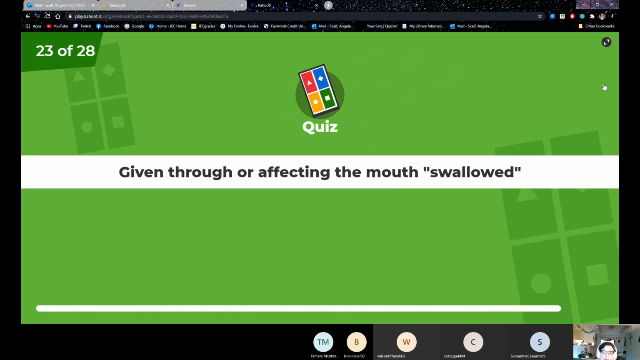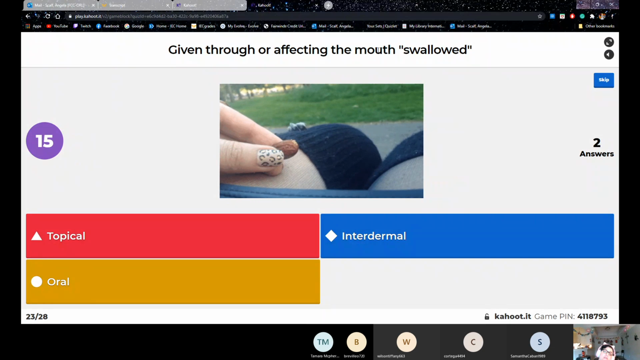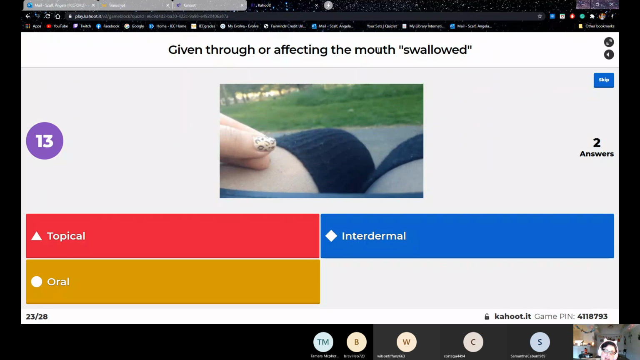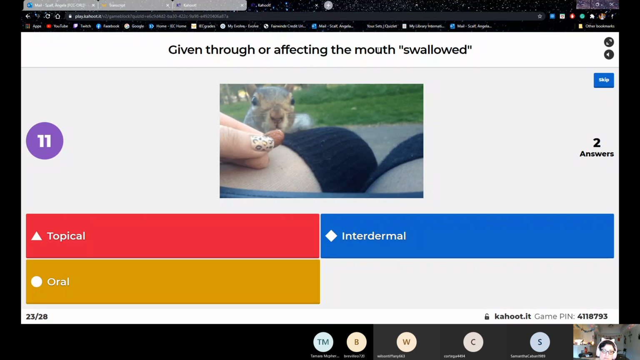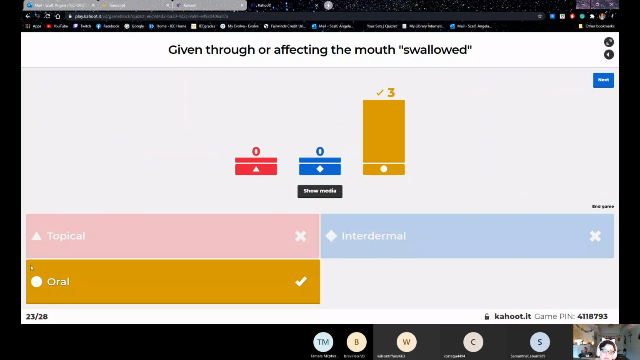Given through or affecting the mouth. This means that it's swallowed. What is that? Yeah, that's an oral medication.